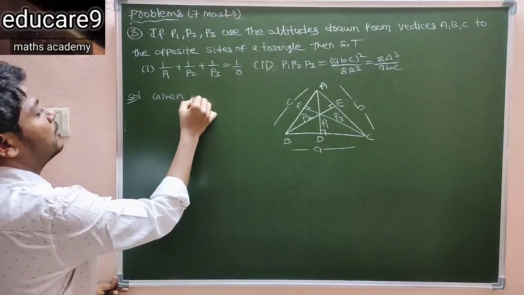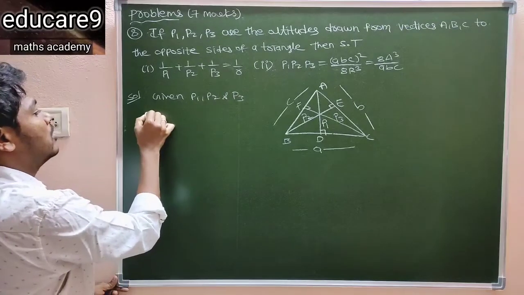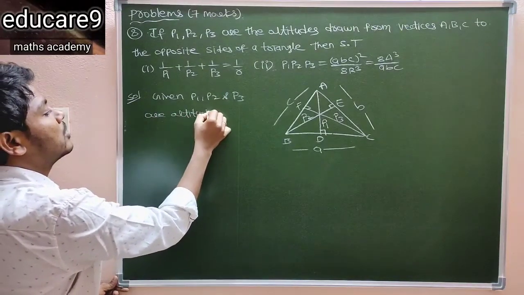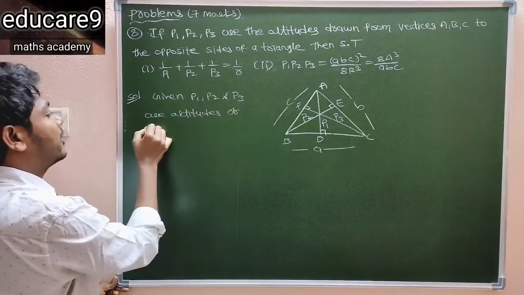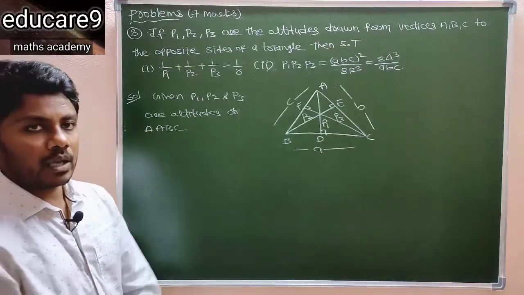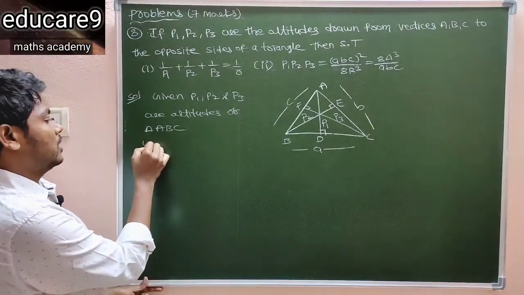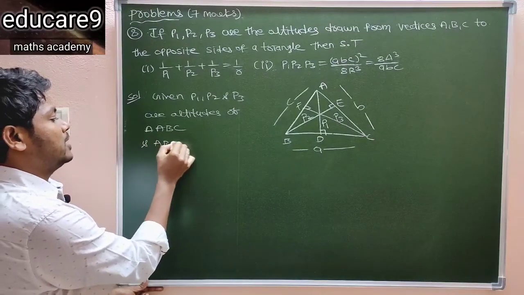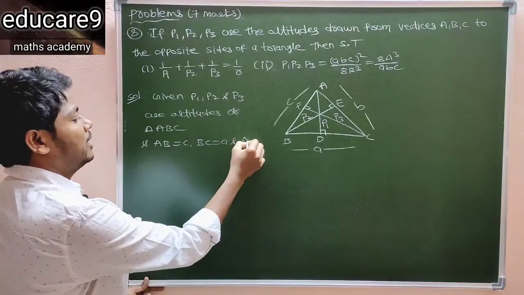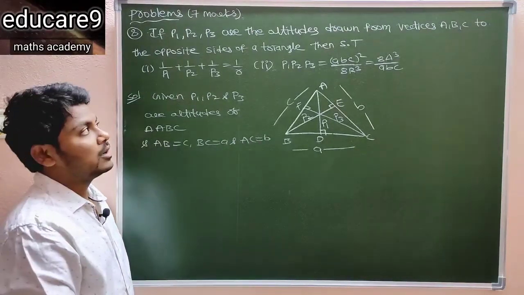Given P1, P2 and P3 are altitudes of triangle ABC. Okay. So next, AB is equal to small c, BC is equal to small a, and AC is equal to small b, are the sides of the triangle.